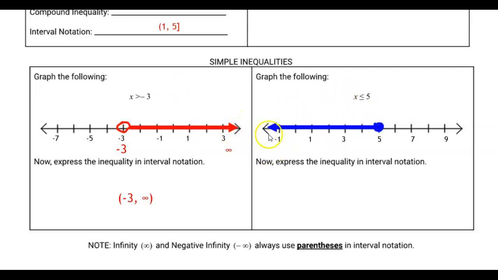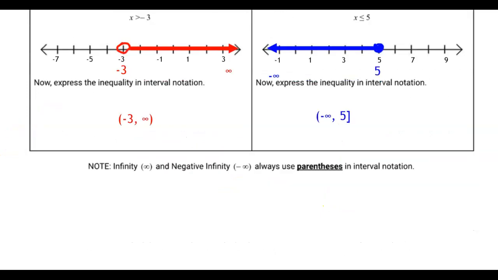Same thing here. My smallest value in the solution set is negative infinity. The highest value is 5. I am including 5. So now if I was expressing the inequality in interval notation, I'd start at negative infinity and go up to 5. I'm not including negative infinity because I never really get there, but 5 is a closed circle. I am including it, so that's going to have that hard bracket. All right, there we go. That's a simple inequality graphed as an interval.